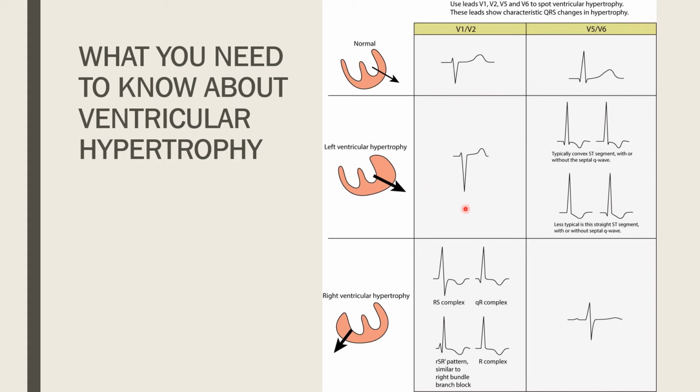In case of left ventricular hypertrophy, we have increased amplitude of S wave in V1, V2, and increased amplitude of R wave in V5, V6, with ST-T changes in the left ventricular side of the precordial leads. In case of right ventricular hypertrophy, we have increase in the amplitude of R wave in V1, V2 with ST-T changes, and increase in the amplitude of S wave in the left side of the precordial leads.